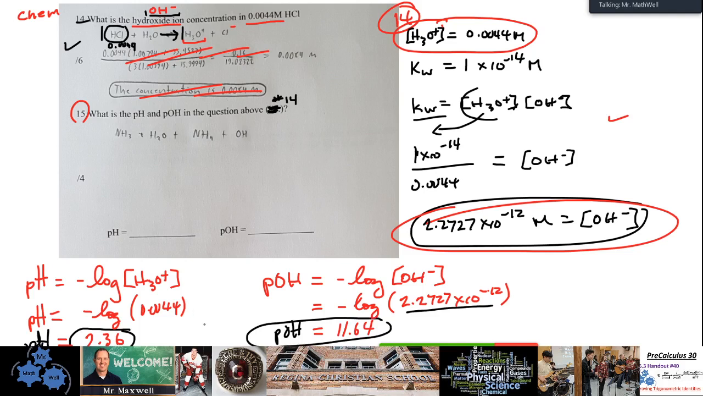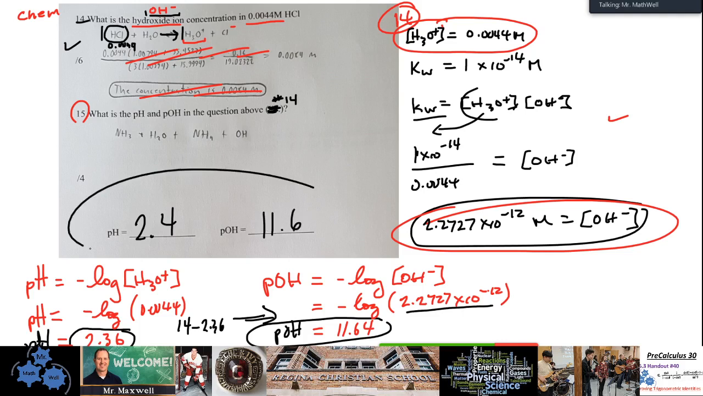The other thing you could have done, of course, once you found pH, if you did that first, you could do 14 minus 2.36, and that also gives you your pOH. Okay, and you can round this to 1 decimal place is totally fine as well. Okay, so those are your answers for number 14 and 15 there on your assignment, and yeah, hope that helps.